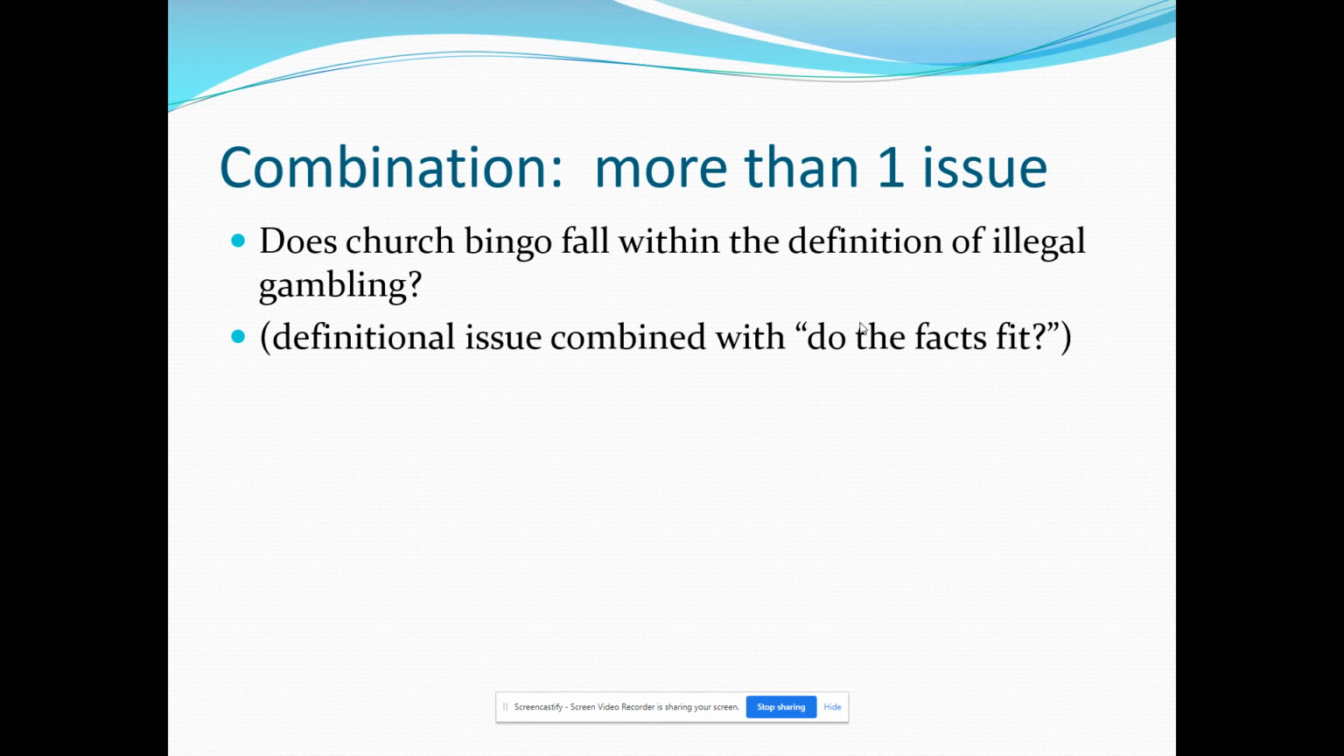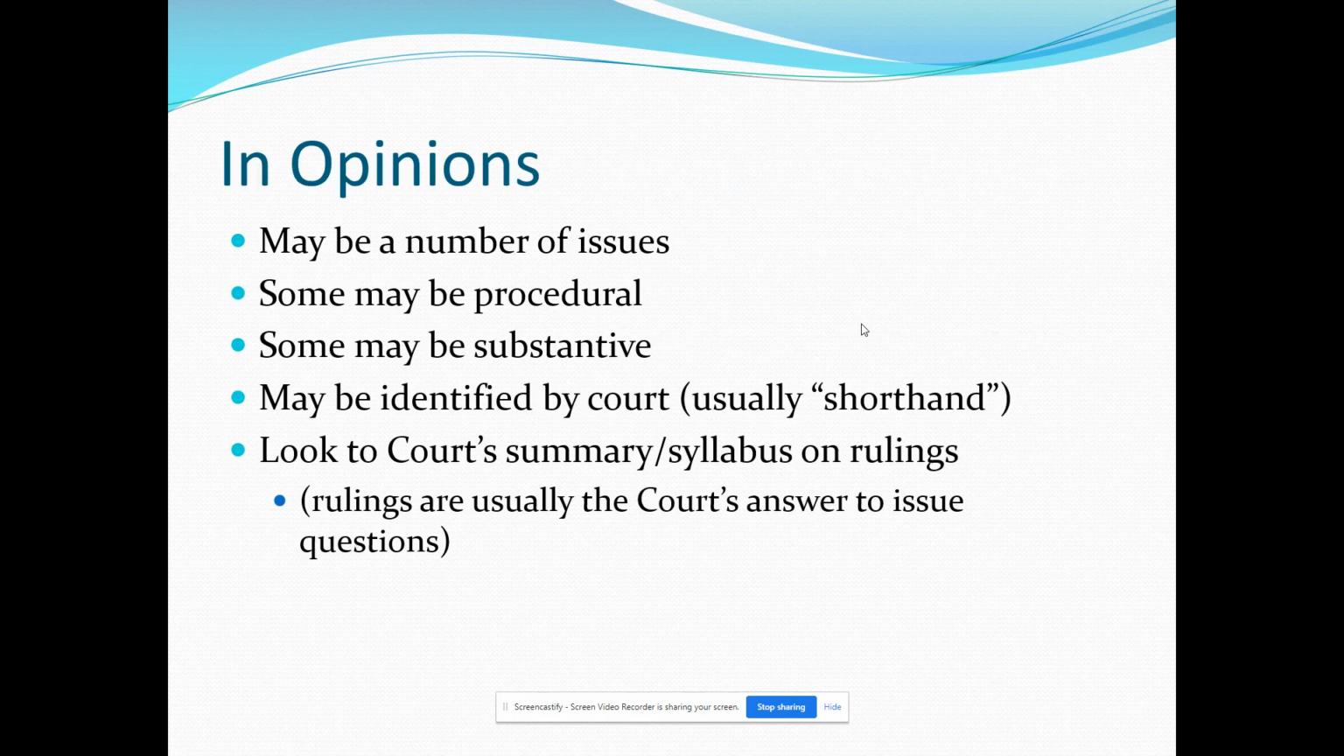And a lot of times we have a combination. So does bingo fall within the definition of illegal gambling? So we have to find out what illegal gambling means. That's a definitional issue. And then it combines with, do the facts fit? Okay, so when you're reading a legal opinion, remember that it's very rare that there's only one issue. Some deal with the underlying facts, and a lot of them are procedural. Some of them are substantive with regard to what the law is or the application of the law.